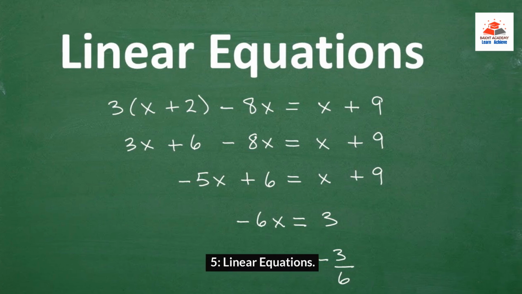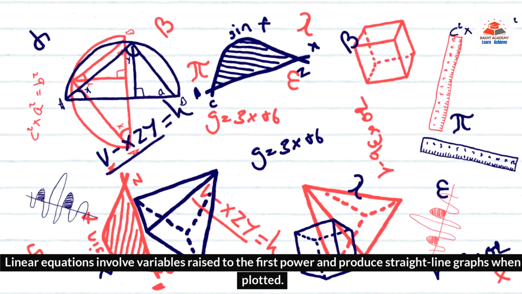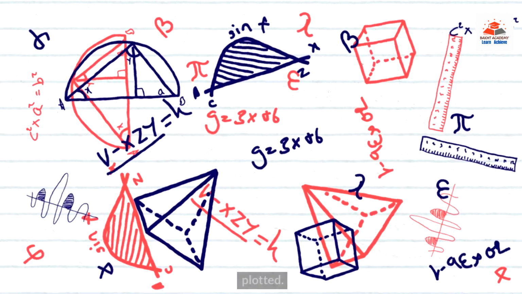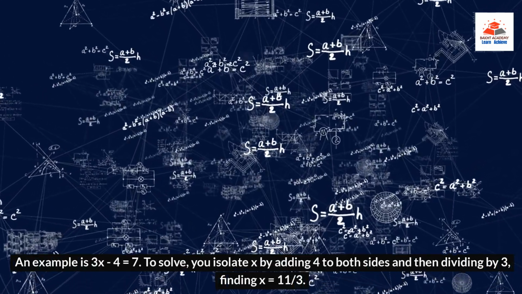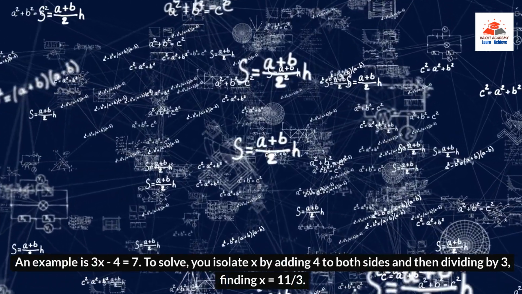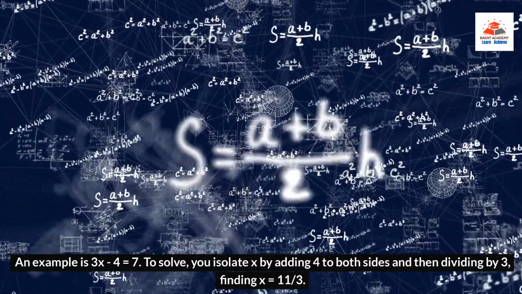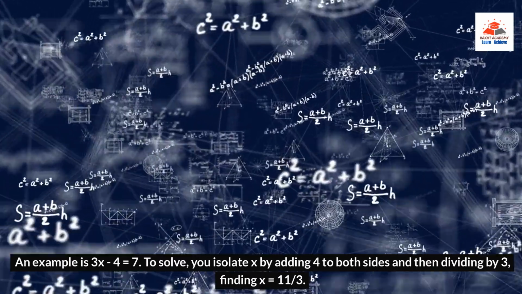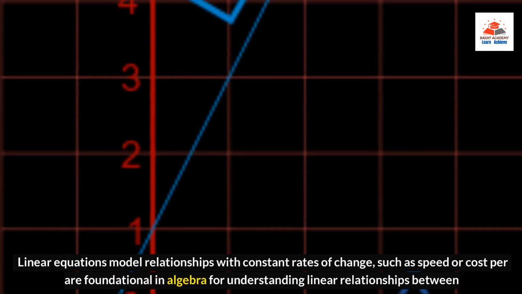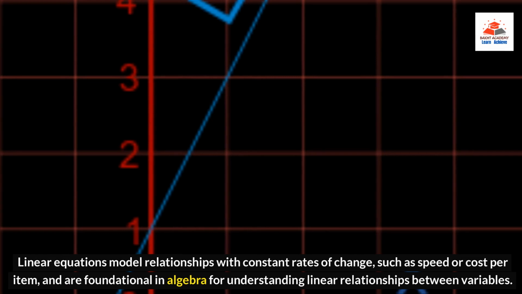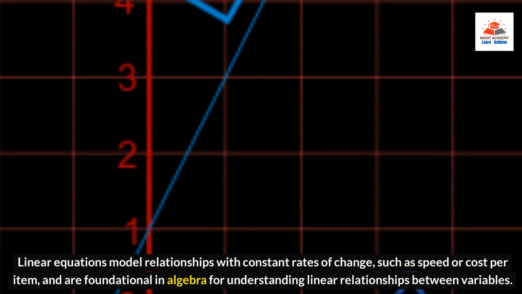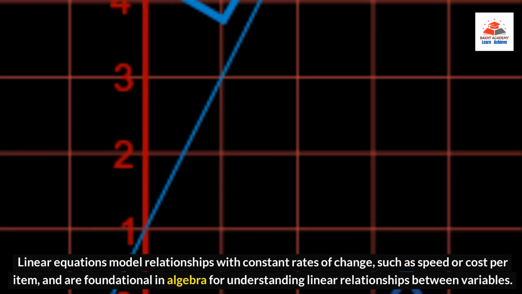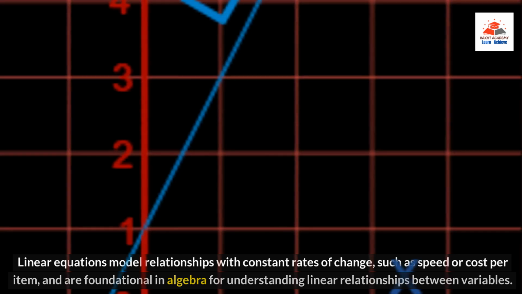5. Linear equations. Linear equations involve variables raised to the first power and produce straight-line graphs when plotted. An example is 3x - 4 = 7. To solve, you isolate x by adding 4 to both sides and then dividing by 3, finding x = 11/3. Linear equations model relationships with constant rates of change, such as speed or cost per item, and are foundational in algebra for understanding linear relationships between variables.